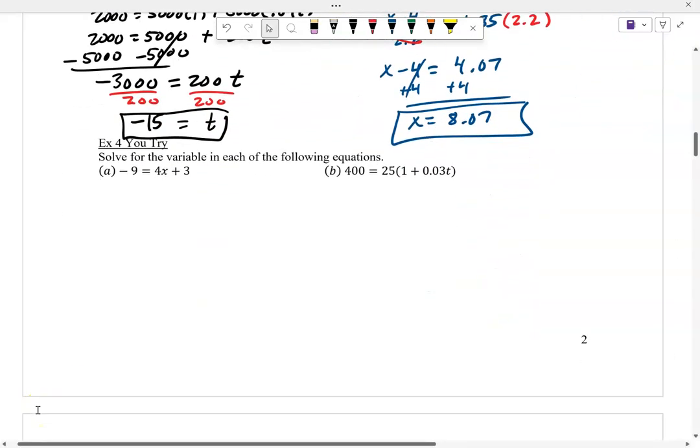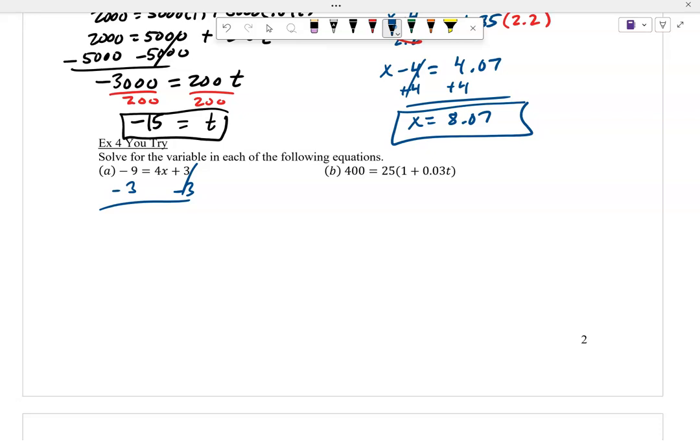All right, let's go ahead and solve for these variables here. 4x plus 3. I'm going to get rid of that plus 3 first. Get rid of that friend. Negative 9 minus 3, I got negative 12. If you want to write that as 4x equals negative 12, same thing. And now we'll get rid of that 4. So let's go ahead and divide both sides by that 4. So I got 4 over 4x, 1x, negative 12 over 4, negative 3.